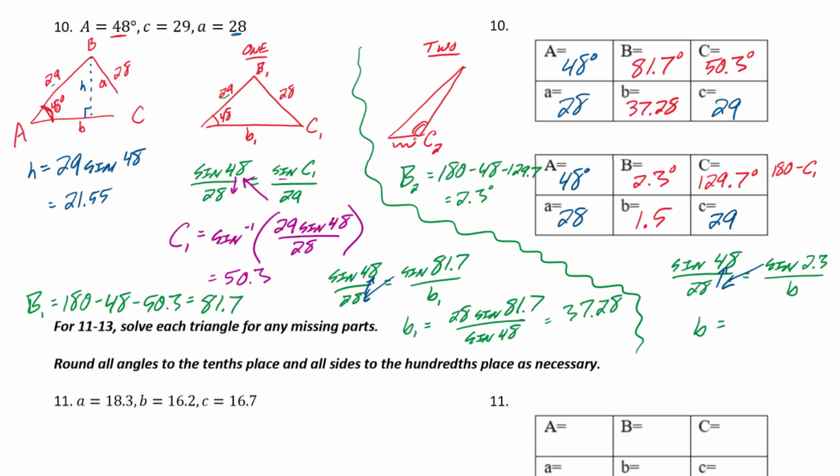But again, we can do our quick double check. Across from the biggest angle should be the biggest side. Across from the smallest angle should be the smallest side. So it looks like our biggest angle C is definitely across from the biggest side, and our smallest side B was definitely across from the smallest angle as well. So everything logistically seems to be checking out.